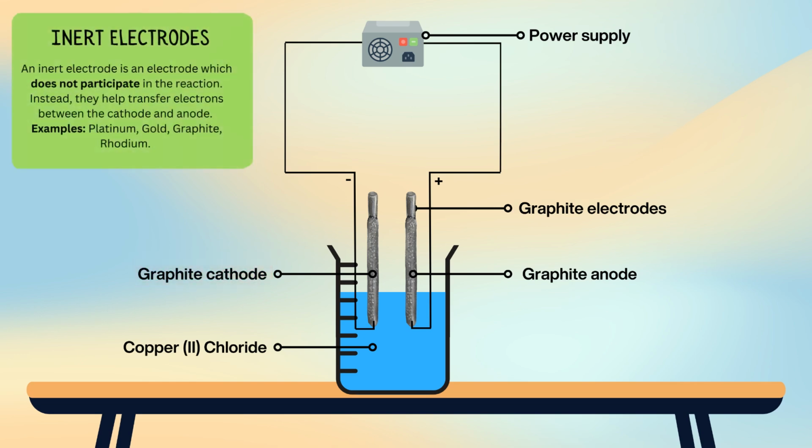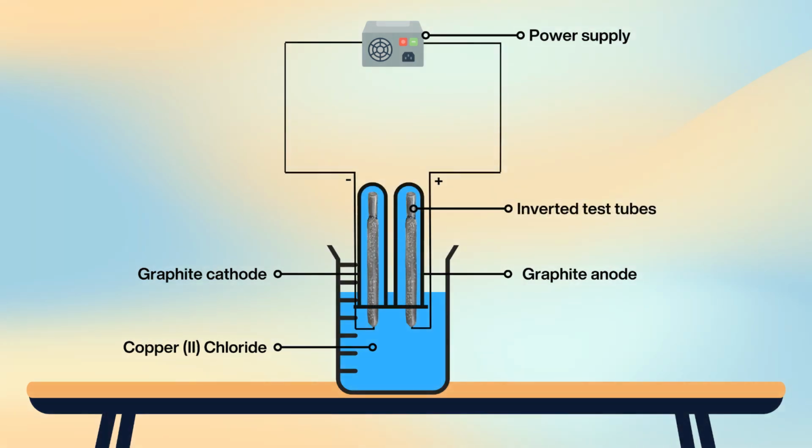Graphite is used because it is an inert material. It does not participate in the chemical reactions taking place in the electrolyte. This ensures that the only reactions occurring are those driven by the electrolysis process, leading to accurate results without interference from the electrodes themselves.